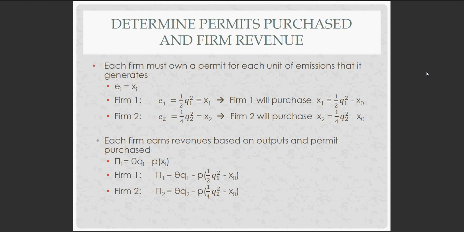You can see here that the amount of purchase by firm 1 equals their output minus the amount of permits already issued to them. This term here is the amount of emissions they generate due to the production of Q1, and this is the amount of permits they already own. And for them to meet this criteria, they must own X1 permits such that they meet this total quantity.